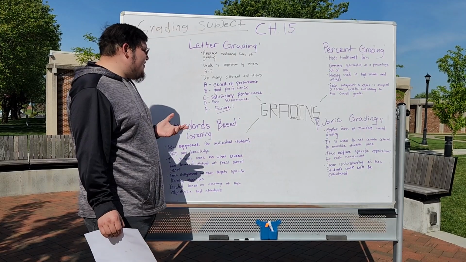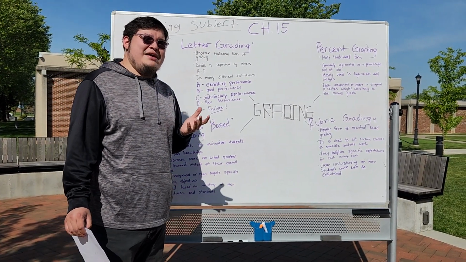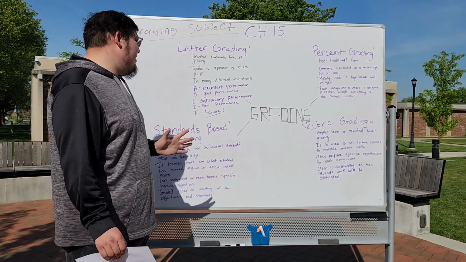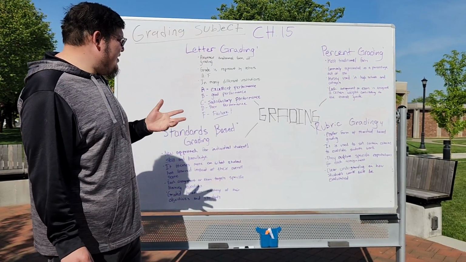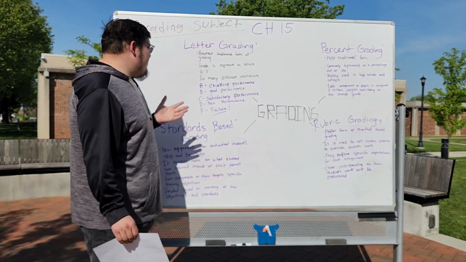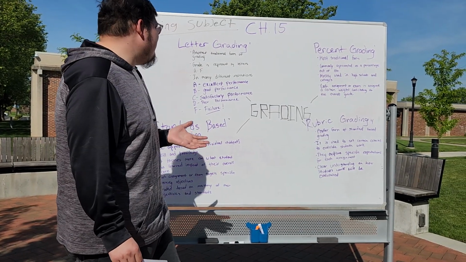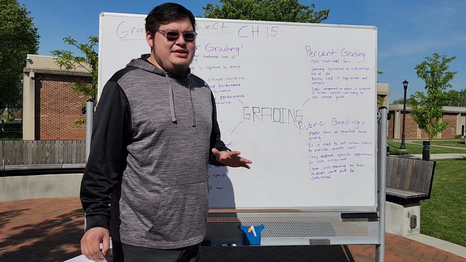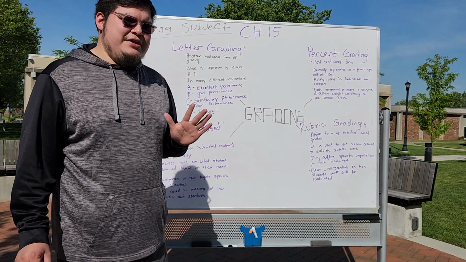C would be a satisfactory performance, which would be a person who's not quite there to master the level of what the subject is being taught, but it is still a big accomplishment. For D students, it's a poor performance, which pretty much means that they are not getting the subject 100%. I would say like 20 or 30% of the subject that they're being taught.